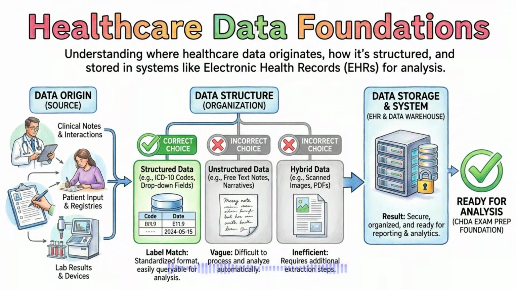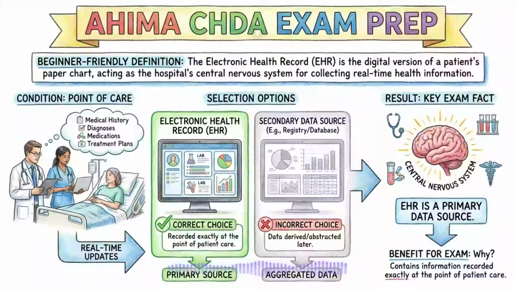The most common source of healthcare data you will encounter is the electronic health record, often simply called the EHR. An EHR is a digital version of a patient's paper chart, containing everything from medical history and diagnoses to medications and treatment plans. Think of the EHR as the central nervous system of a hospital, constantly collecting real-time updates from doctors, nurses, and laboratory technicians.